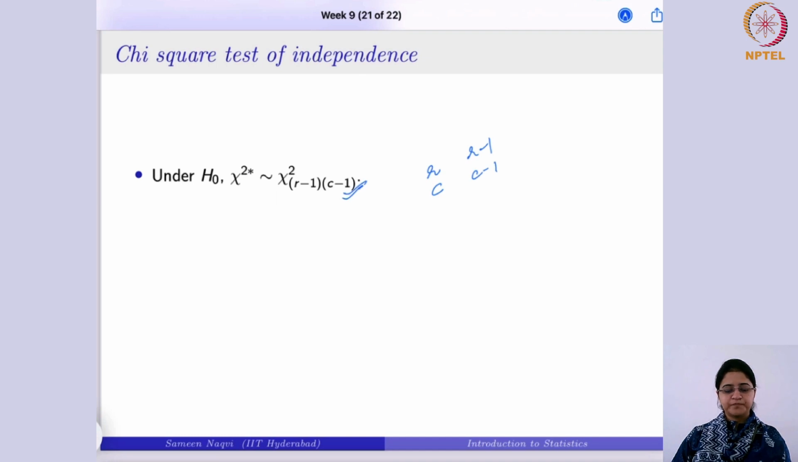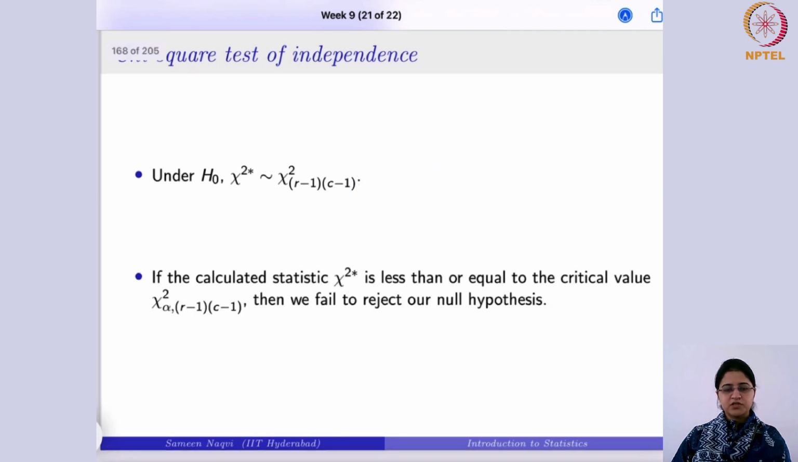You compare these two values, and if you find that your calculated test statistic is less than the critical value of chi-square, then you fail to reject the null hypothesis. Otherwise, you would reject the null hypothesis.